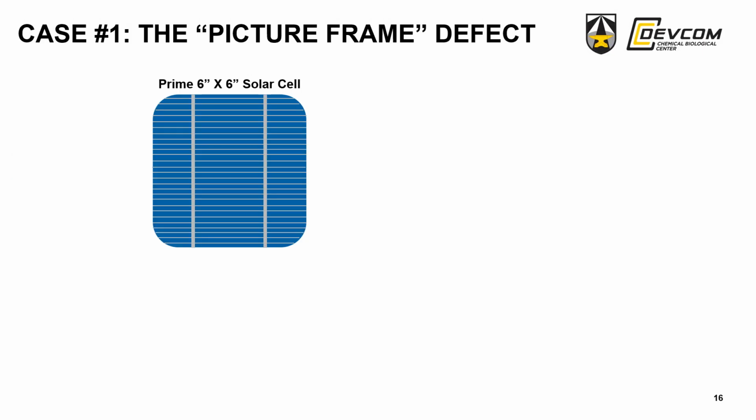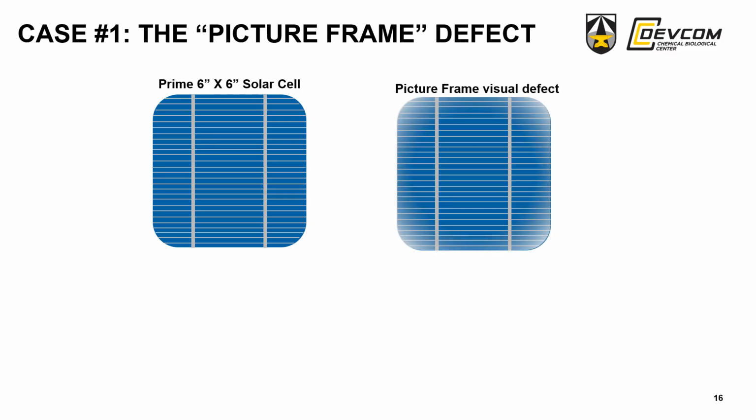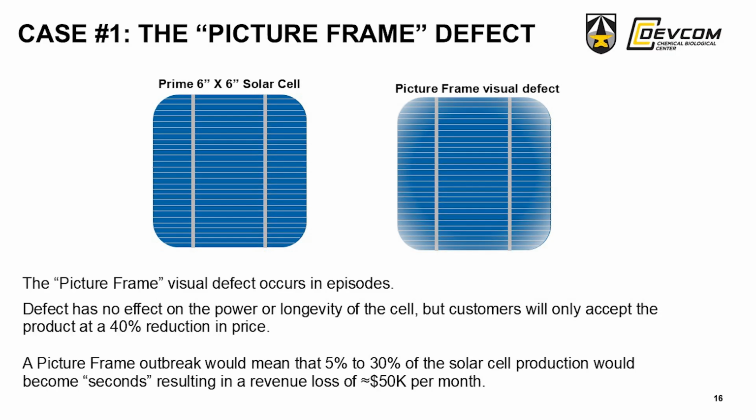This is what our prime quality solar cell looked like, a rich royal blue appearance. But we started having this problem with what we called a picture frame defect. And if it's coming through on the video, you'll see it has a hazing ring around it. And we found that it didn't affect the performance of the cell. We 100% checked for power. It didn't affect the longevity of the cell. It was purely cosmetic. And you would think, well, it's going to go up on a roof. Who really cares? Not so.